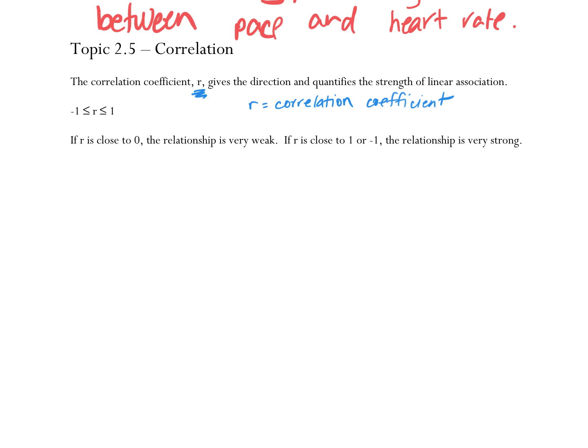Okay, some things you should know. r is always in between -1 and +1. And if r is equal to 1, the scatter plot might look like this. Perfect straight line. If r equals -1, the scatter plot might look like this.